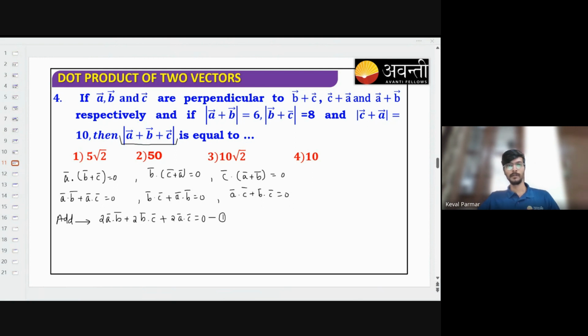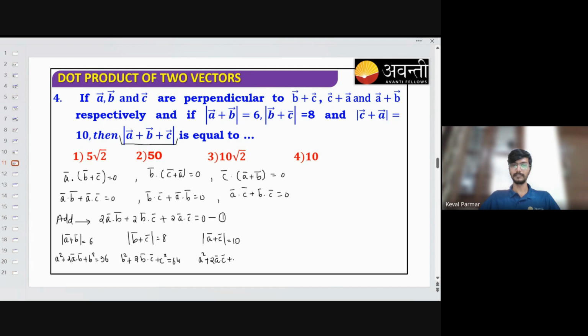Now, the next given information is this. Modulus of A vector plus B vector is equal to 6. Modulus of B vector plus C vector is equal to 8. And modulus of A vector plus C vector is equal to 10. Now, if I square these, I'll get A square plus 2A vector dot B vector plus B square equals 36. Here, B square plus 2B vector dot C vector plus C square equals 64. And here, A square plus 2A vector dot C vector plus C square is equal to 100.